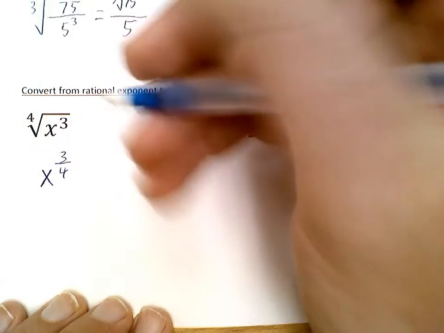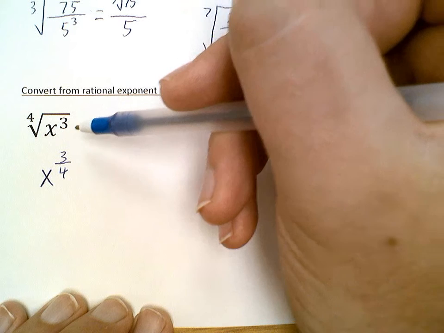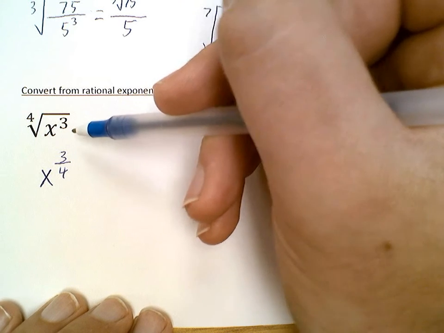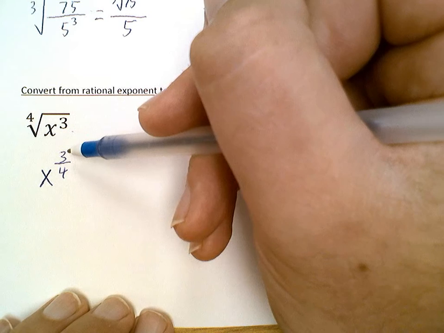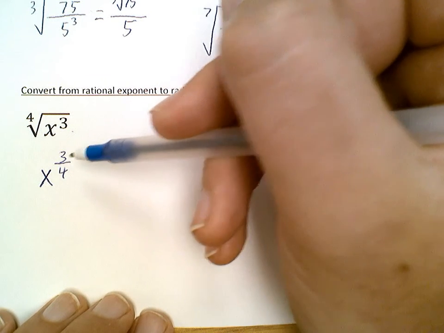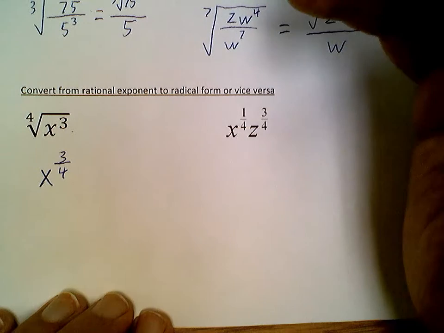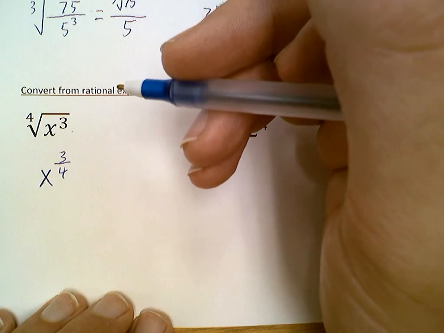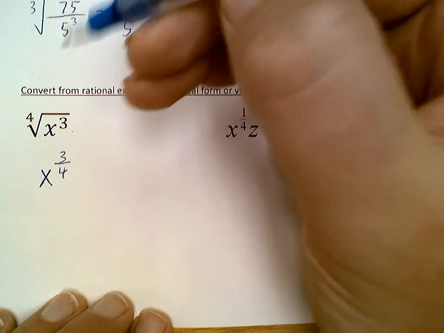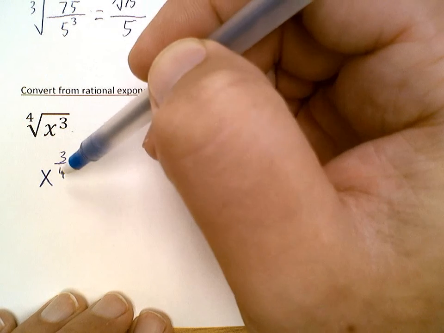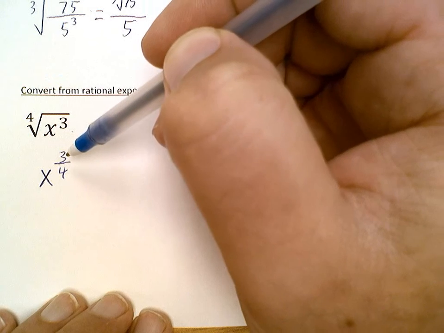Okay, so these are two different ways of writing the exact same idea. Both of these mean you're taking the fourth root of x to the third power, or you're taking the fourth root of x cubed. So just keep in mind when you have a radical, the root is like the denominator and the power is the numerator.